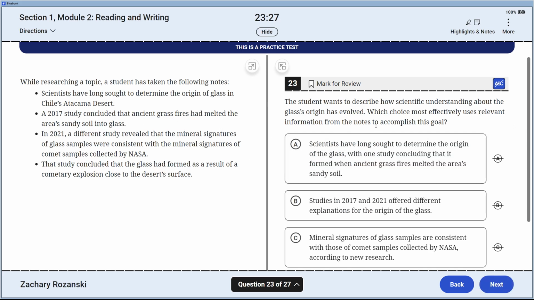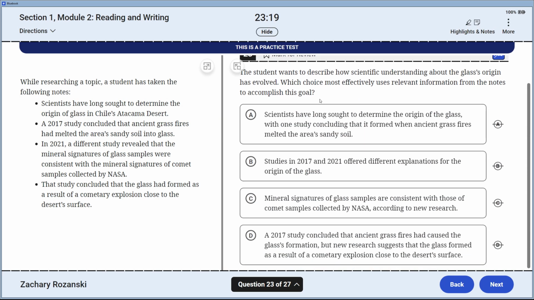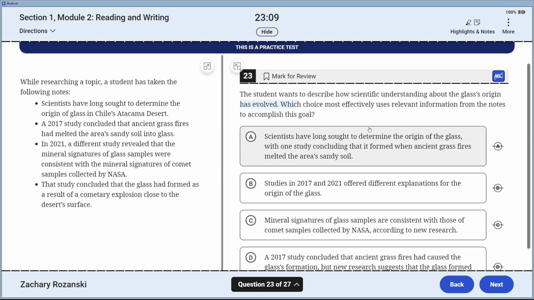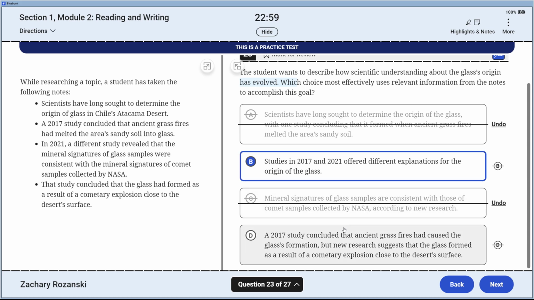Awesome. We keep cruising. The student wants to describe how scientific understanding about the glass's origin has evolved. Describe how the understanding has evolved. What's the change? Have long sought to determine the glass's origin, with one study concluding that it was formed in this concept. No, that's not presenting an evolution. Studies offer different explanations. That's okay for now. Mineral signatures of the glass samples are consistent with those of comet samples. We don't have an evolution.